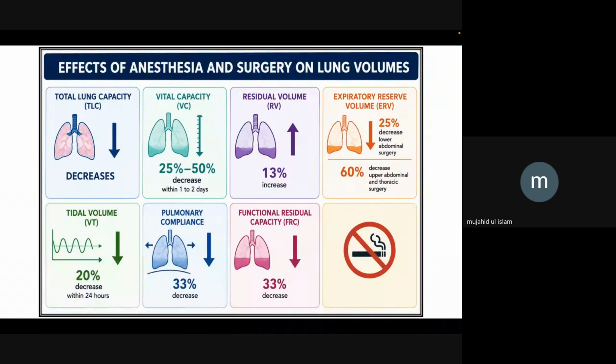Patients undergoing lung resection are commonly smokers with COPD, and the risk of post-operative pulmonary complications increases with both the extent of lung resection, lobectomy versus pneumonectomy, and the severity of pre-existing lung disease.